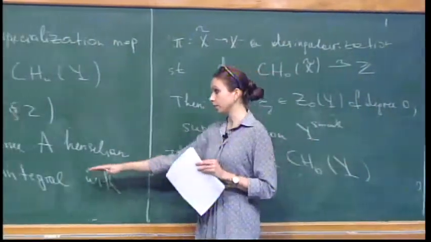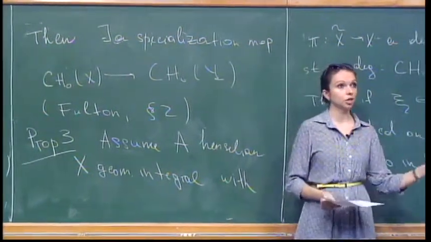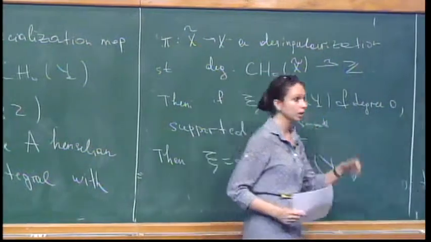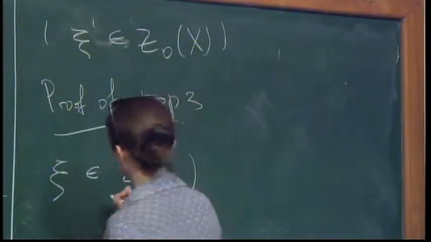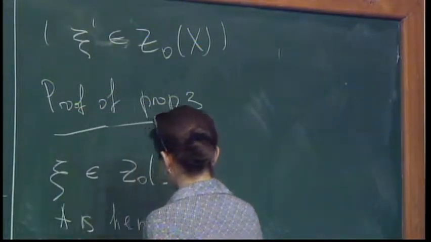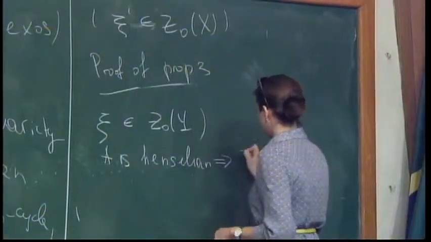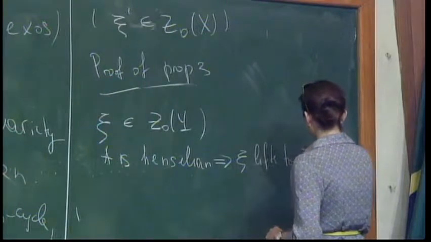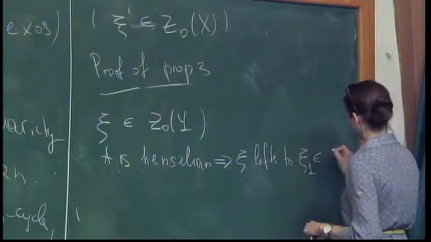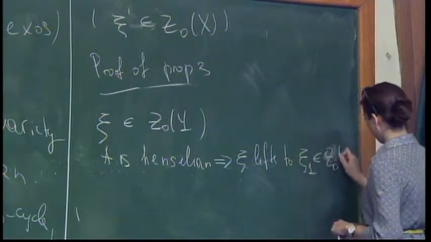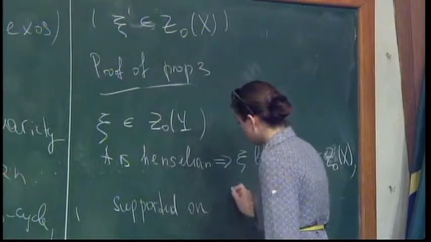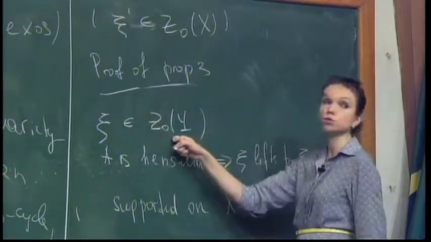Now, because we assume that the ring was Henselian, just lifting each closed point which appears in the decomposition of xi, we can lift xi to the generic fiber. Because A is Henselian, this implies that xi lifts to xi1, which is in Z0 of X, but we can even say more, supported on X smooth, because we took xi also supported in the smooth locus of Y.